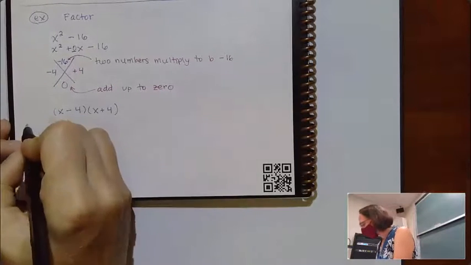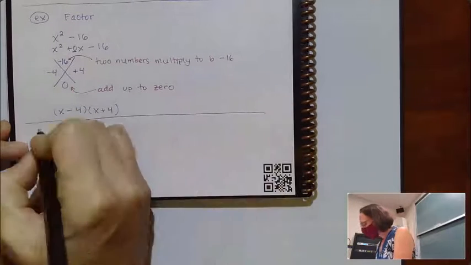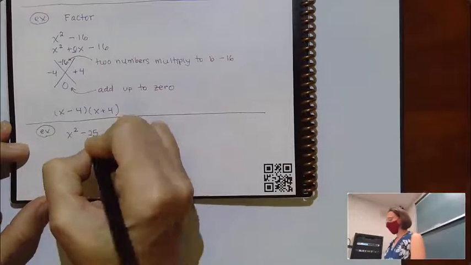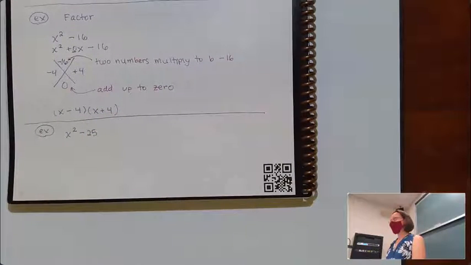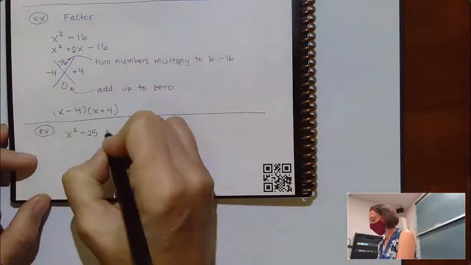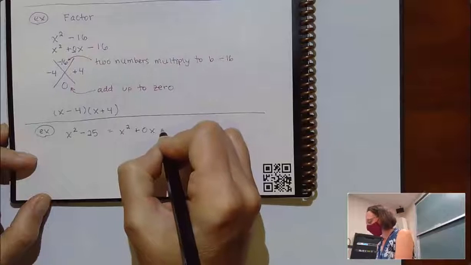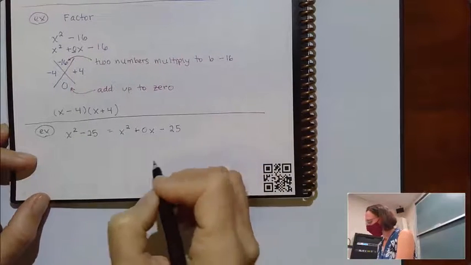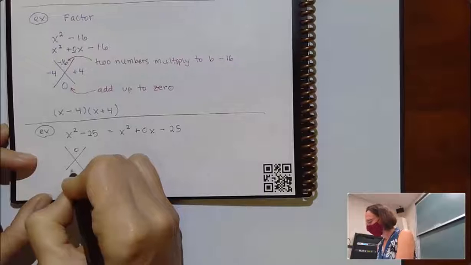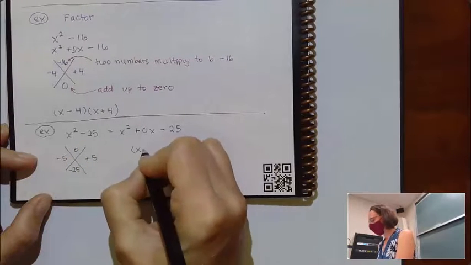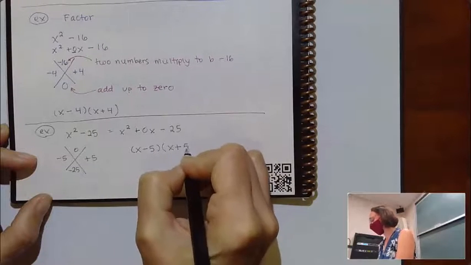Just to stay on a roll here. If I had x squared minus 25, the same sort of thing would happen. I don't have that 0x term, but I can imagine that it's there, that I have x squared plus 0x minus 25, which means I would need a 0 and a negative 25, and I would end up with a negative 5 and a positive 5. So I would get x minus 5 times x plus 5.